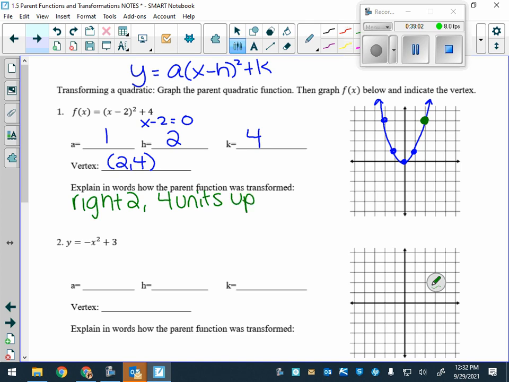Okay. That means all those 5 points that I graphed will be doing the same thing. So if I take this point here at negative 1, 1, move it to the right 2, and up 4, it's the same on the other side. The shape stays the same.